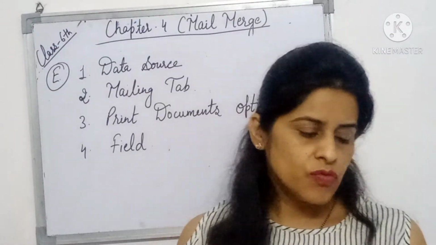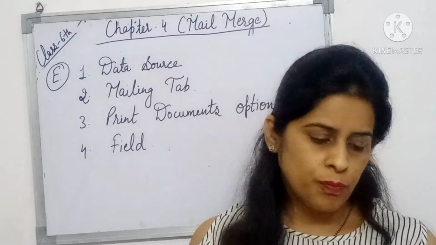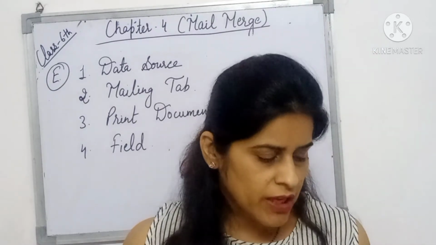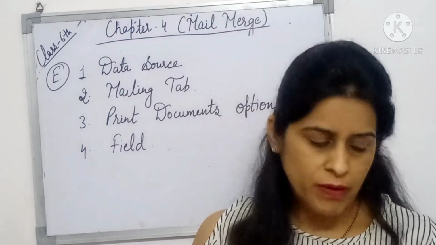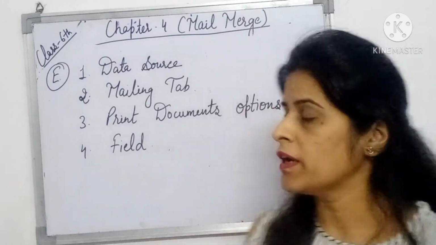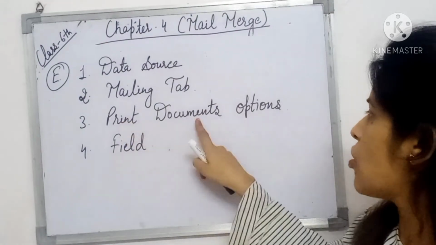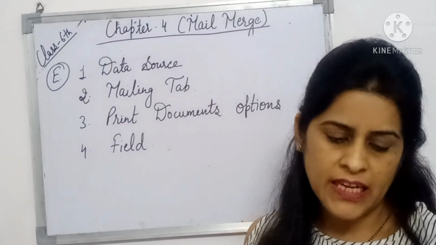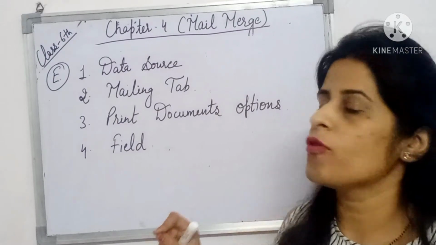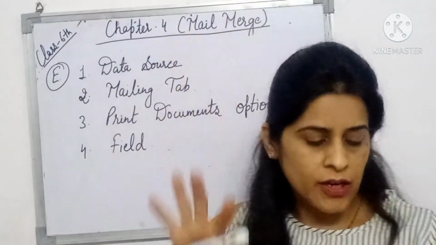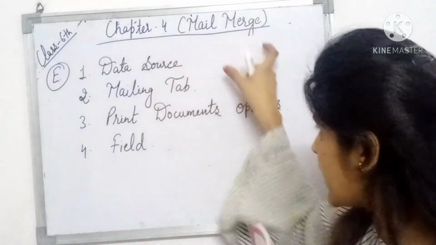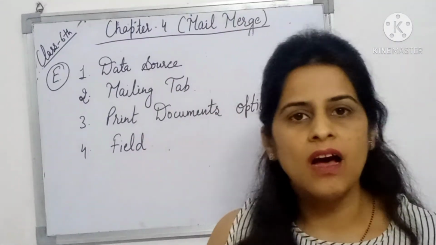Third one is which option is used to print a mail merge document? By which option can we print the mail merge document? We can print a mail merge document by using the print document option. And the fourth is which part of the data sheet displays one type of information? The part of the data sheet that displays one type of information, like a column, is known as the field.